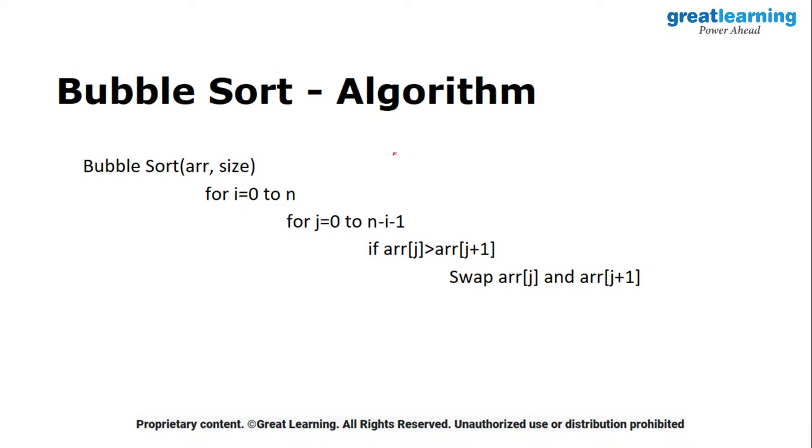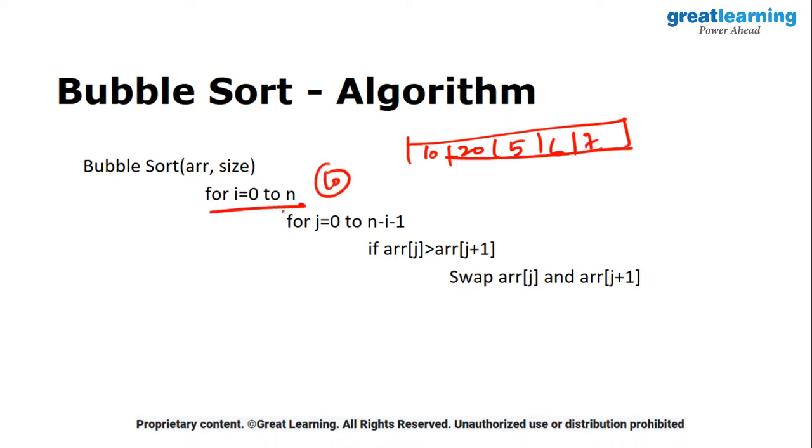Okay, so now let's suppose you have an array, right? And this is your array. You have 10, then you have 20, then you have 5, then you have 6, then you have 7, and that's it. Now you see, the first for loop traverses from 0 to n, and the second also traverses from 0 to n, okay?